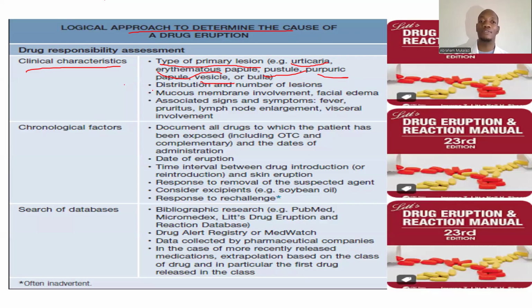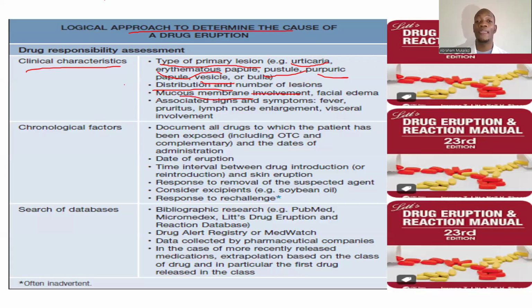Then you have to look at the distribution and the number of lesions that the patient has. For example, if it's a fixed drug eruption, the patient may have maybe 3 to 5 patches on the body, or they can actually be very many. So that can also give an idea. Then you have to screen and see, do we have involvement of the mucous membranes?